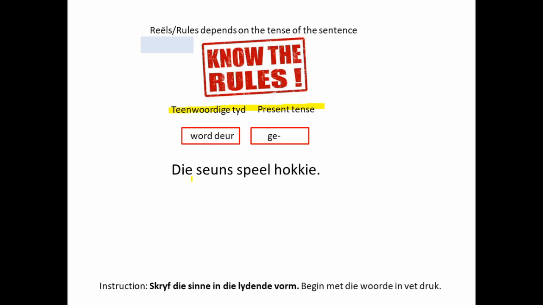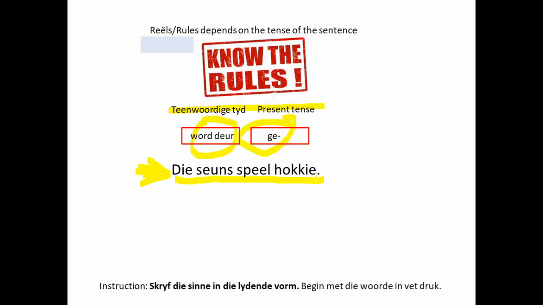Whenever you see or identify a sentence to be in present tense, teenwoordige tyd, you will use these words: word, deur and ge. So, what I usually teach my children is write these words down somewhere on your paper immediately so that you know that you'll have to use them when you change the sentence. This is an example of a sentence written in teenwoordige tyd. Die seuns speel hockey. The boys play hockey.